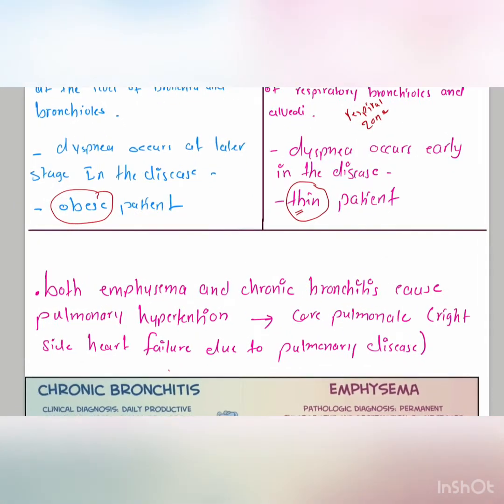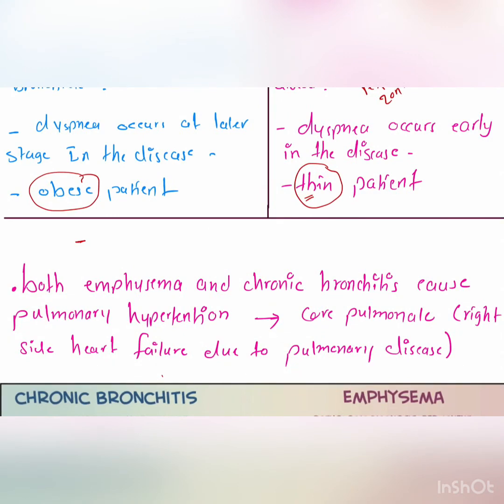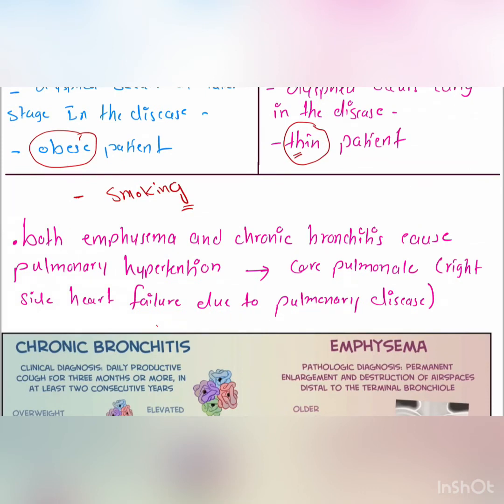Regarding the similarities, both have cigarette smoking as the main risk factor or triggering factor for development. Both chronic bronchitis and emphysema may cause pulmonary hypertension. Why? Because of hypoxia. In the later stage, hypoxia or low oxygenation of tissue occurs in both chronic bronchitis and the later stage of emphysema, and hypoxia results in pulmonary hypertension. Pulmonary hypertension will affect the right side of the heart, resulting in cor pulmonale. Cor pulmonale means right side heart failure resulting from chronic pulmonary disease.